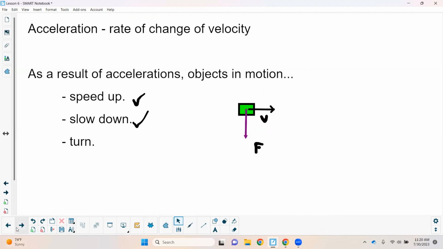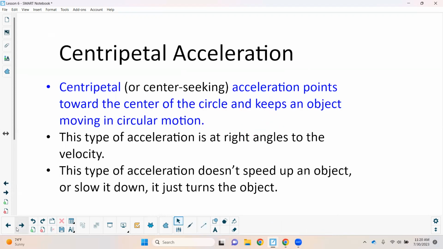And these types of accelerations are called centripetal acceleration. The word centripetal means center seeking. It always points towards the center of the circle and keeps an object moving in circular motion. So if something's going in a circle, there has to be something pushing inward towards the center of that circle to keep it moving in that circle. Otherwise, it would not maintain the circle.